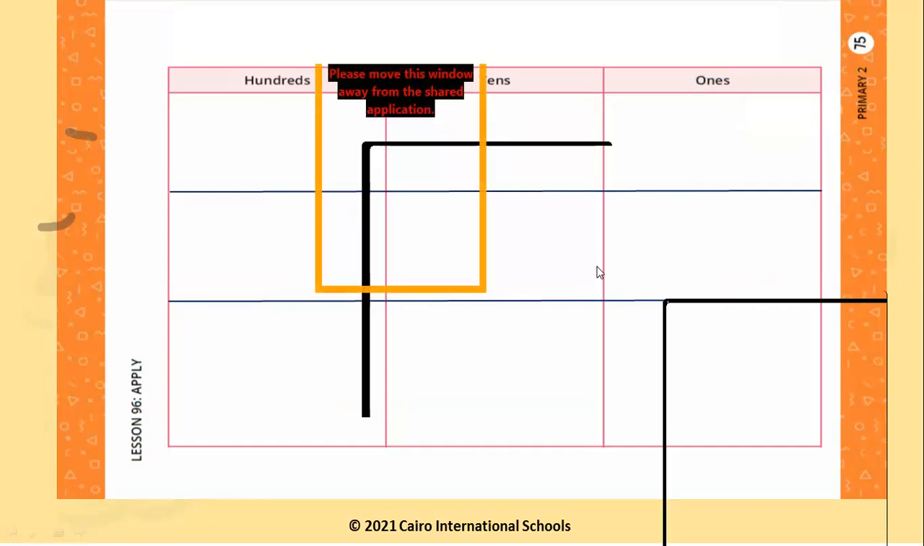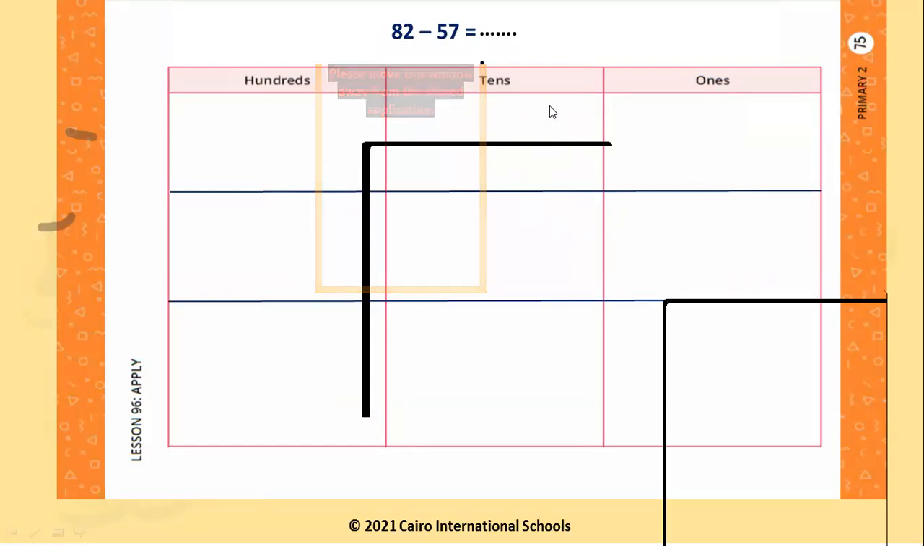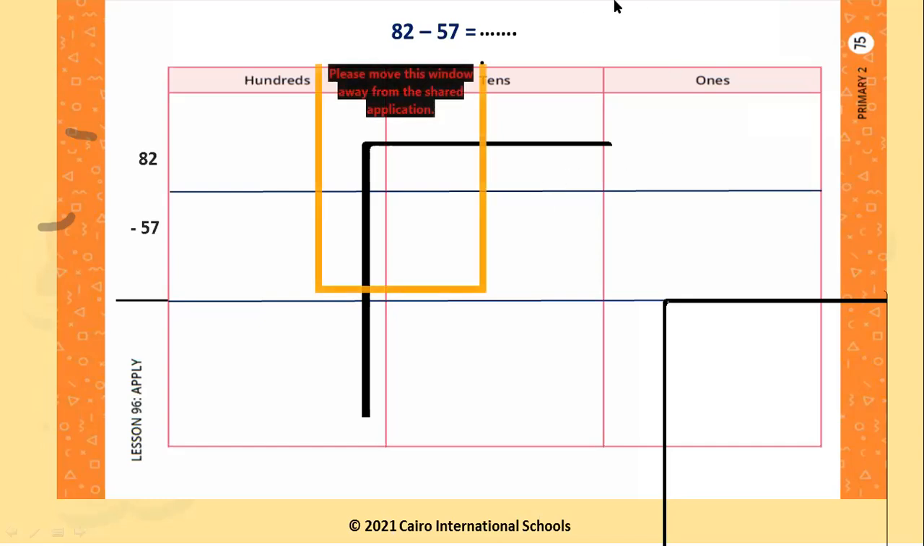Let's start with lesson 96, the apply part. 82 minus 57. Let's present it with many squares and sticks. 82. Do we have any numbers in hundreds? Do we have any numbers in hundreds?